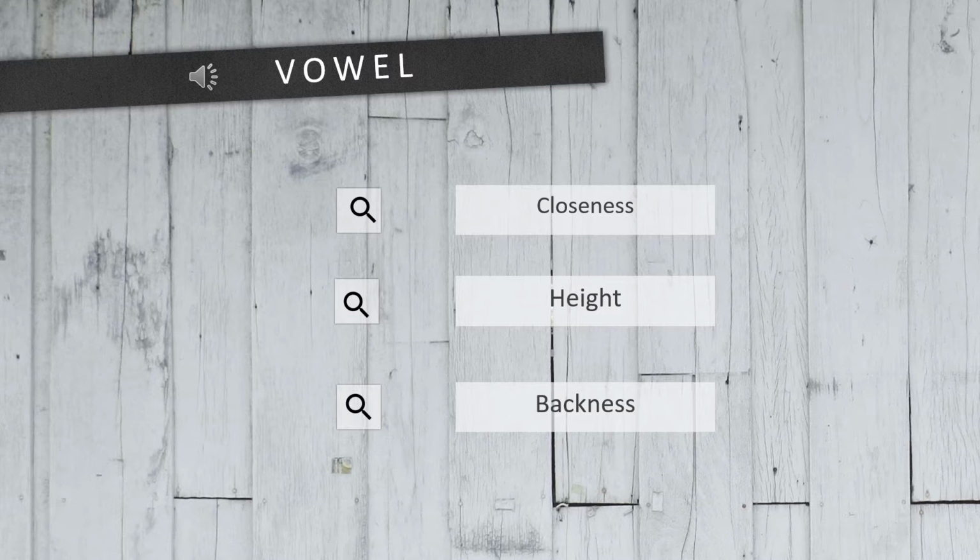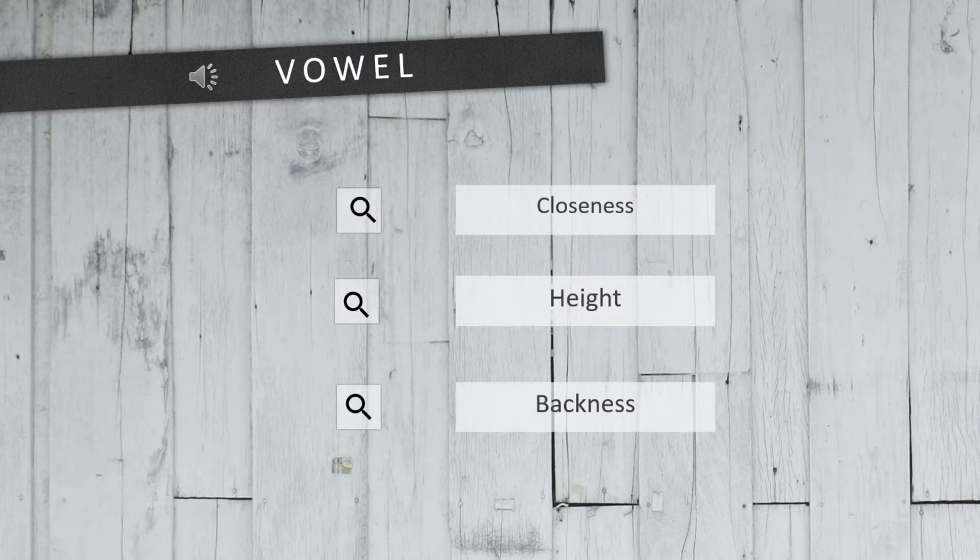Vowels are described based on physical dimensions, such as closeness, height, and backness or frontness. Actually, there is one more dimension called rounding, but in this case, we're not going to explain more about it.